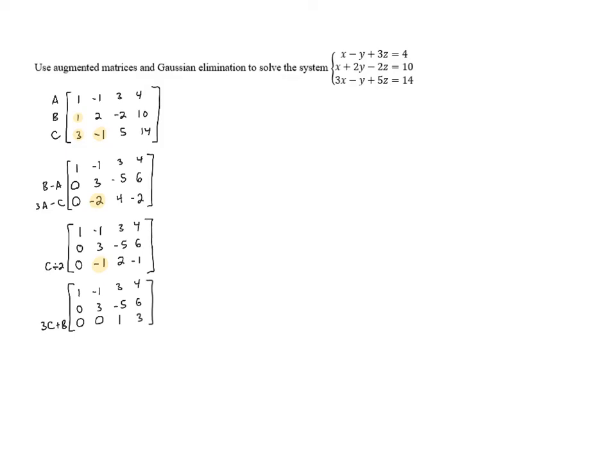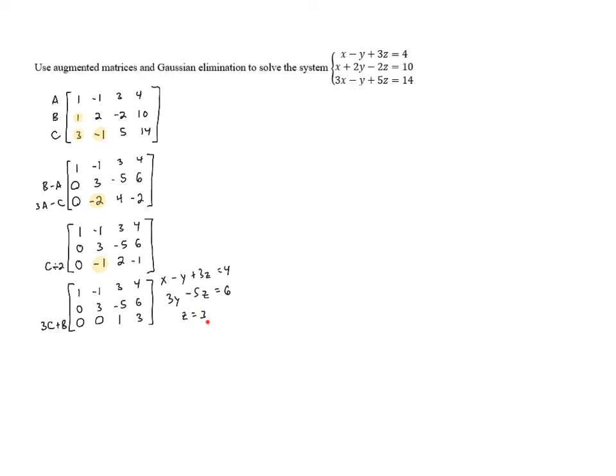All right. So from here, we can use substitution to solve for x and y, because we know that z is 3. So when we translate these back into equations, this last one tells us z is 3. The next one tells us 3y minus 5z equals 6. And the first one, x minus y plus 3z equals 4. At this point, we should be able to use back substitution to solve for y and x.